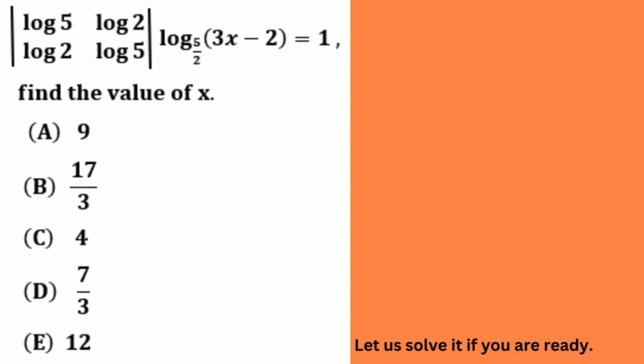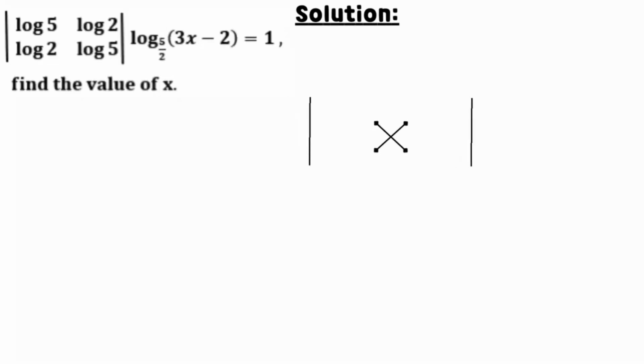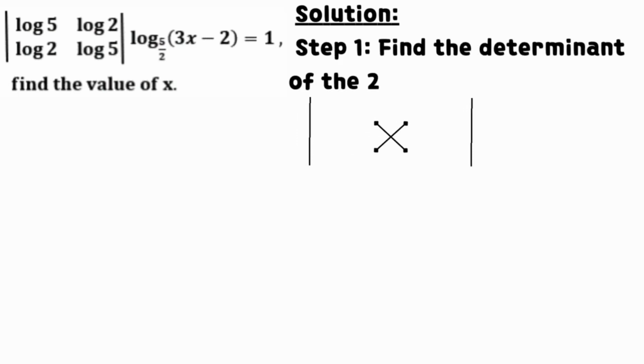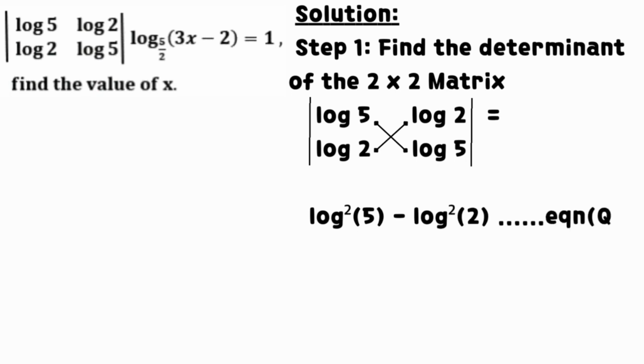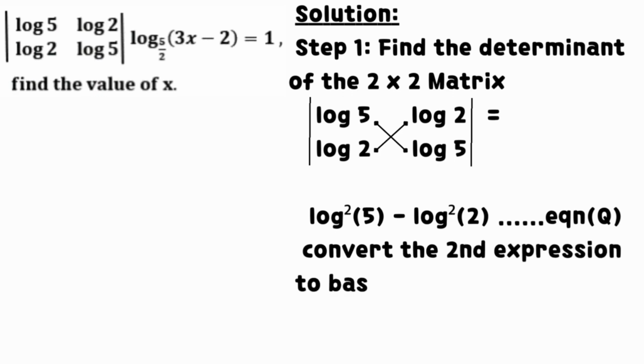Required to find the value of x in a mixed matrix and logarithmic equation. Step 1 is to find the determinant of the given 2 by 2 matrix. That is, the first element multiplied by the fourth element minus the second element multiplied by the third element. We call the expression obtained equation Q. Convert the second multiplier expression to base 10.